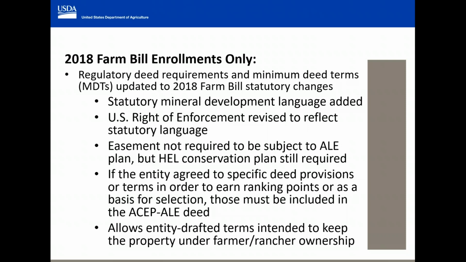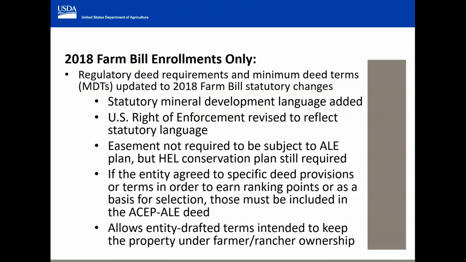More changes include changes to the ALE plan. As I will describe on future slides, there is no longer a requirement that the ALE be subject to an ALE plan. So that has been removed from the minimum deed terms, except for properties that have highly erodible cropland, in which case a conservation plan is still required. As I will describe later on, although the ALE is no longer subject to an ALE plan, the entity may wish to have a plan, and there may be an opportunity to obtain ranking points for having a plan.